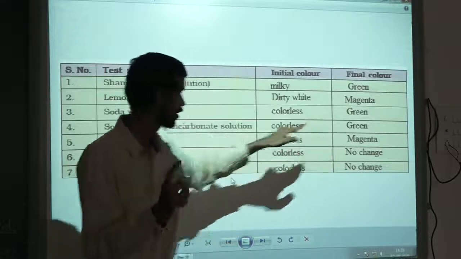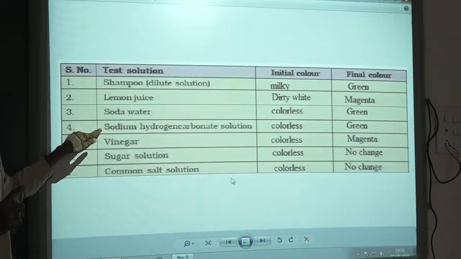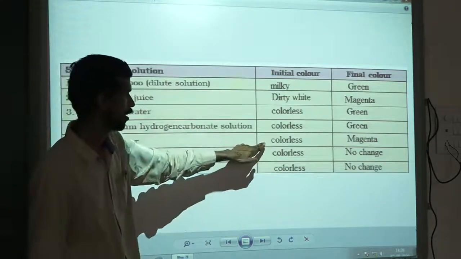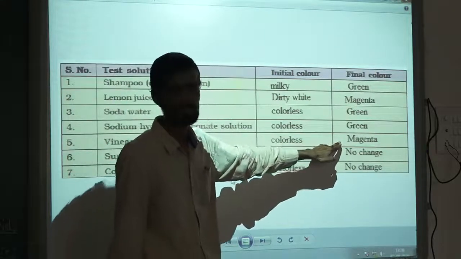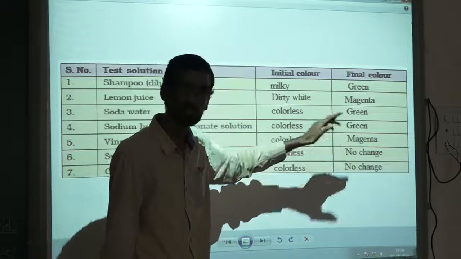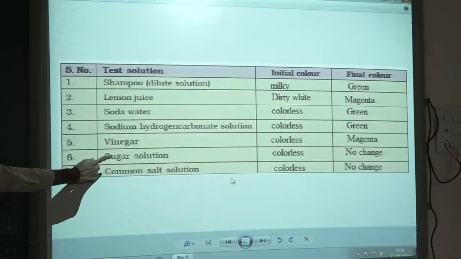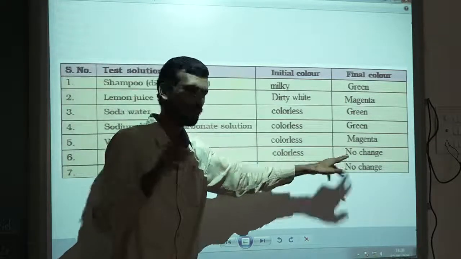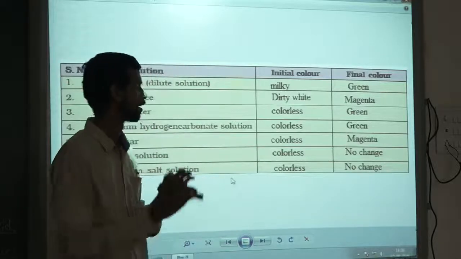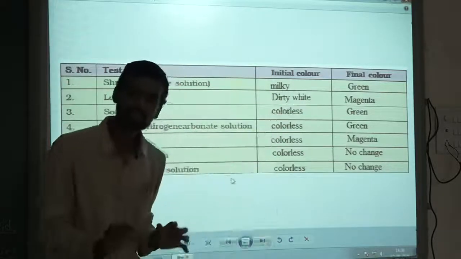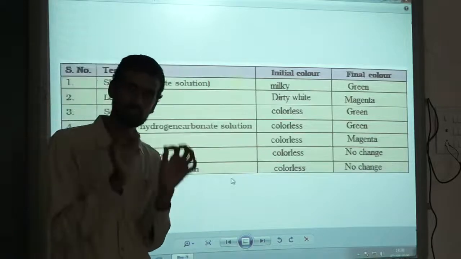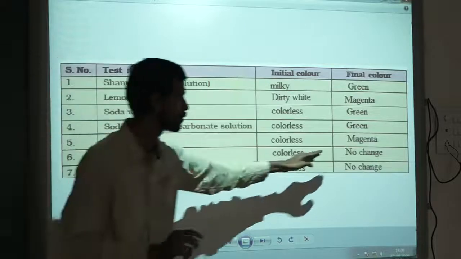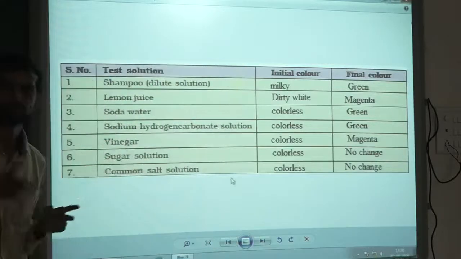Sodium hydrogen carbonate solution, colorless, green. What does it mean? What is it? Acid or base? Yes, it is base. Vinegar, at initial colorless, but then after that magenta color. Means it's acidic. Vinegar is acidic. Sugar solution, initially colorless. When you add, no change. Neither magenta color, neither green color. Whatever is the color of China-Rose petal solution, it will be as it is for sugar solution and for salt solution. It means these two are neutral.